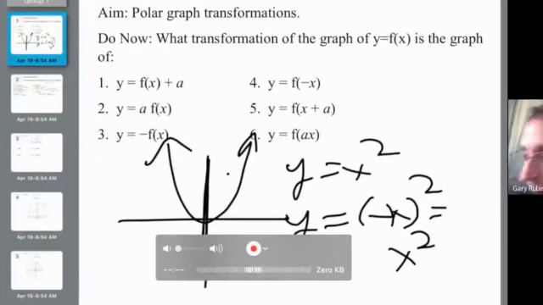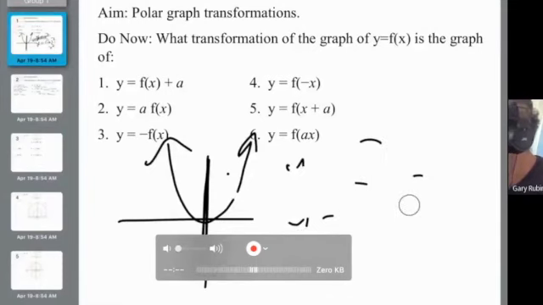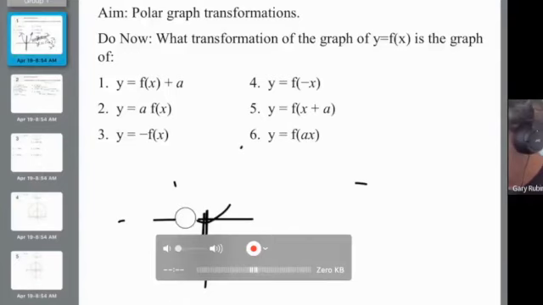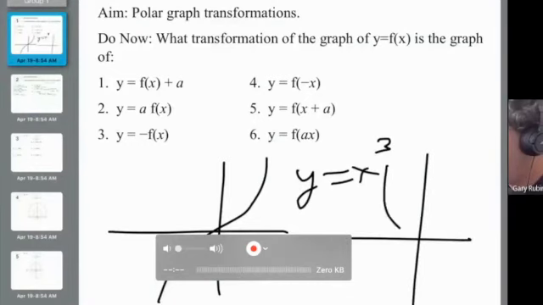But yes, it is a reflection over the y-axis. It might be better to use a graph that's not symmetrical about the y-axis to visualize that. For instance, y equals x cubed. When you replace the x with negative x, it turns into that, so we can see that reflection better. And how about number 5?